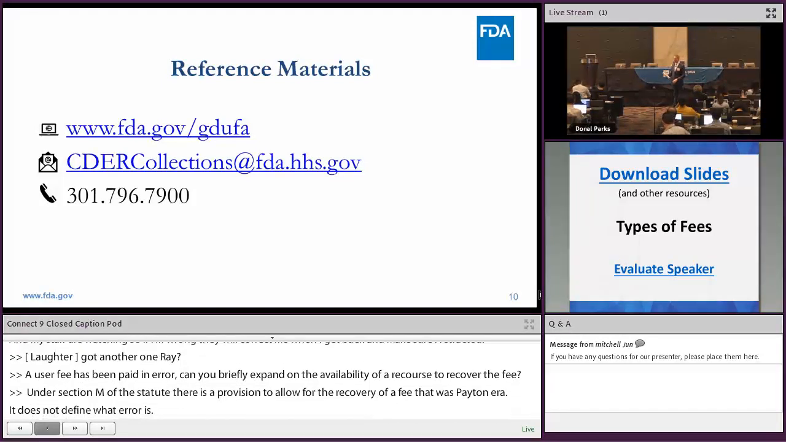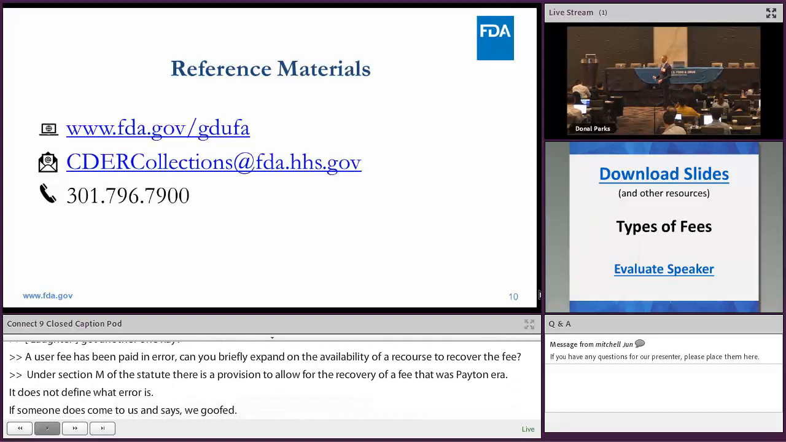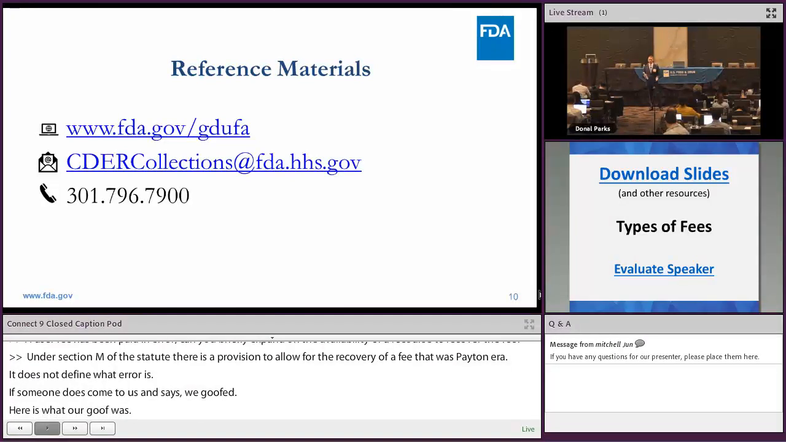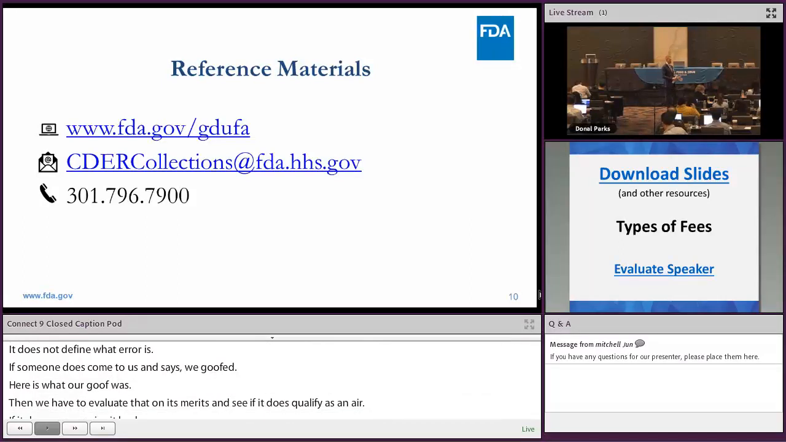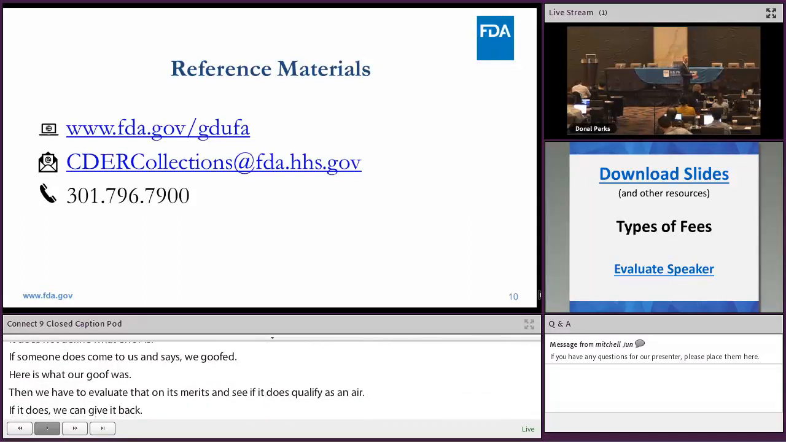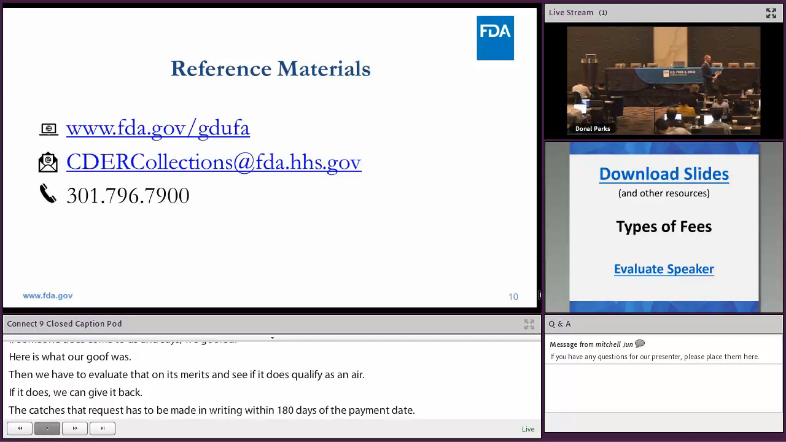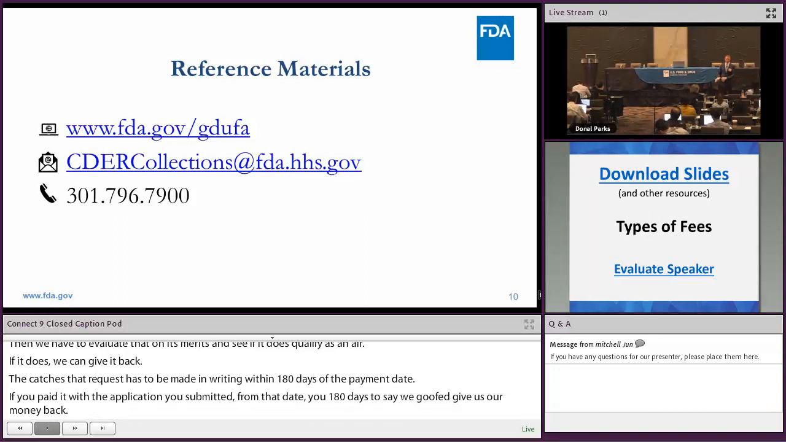The catch is that request has to be made in writing within 180 days of the day that payment was made. So if you paid it with the application you submitted, you have 180 days from that date to say, hey, we goofed, here's the error, please give us our money back. If it's beyond that 180 days, there's nothing we can do. We don't have the latitude to say, well, we're going to forget about that part of the law, and we're going to give you your money back. We don't do that. We can't do that.